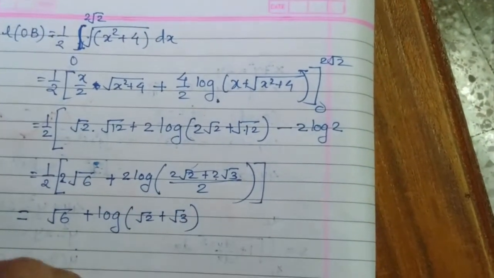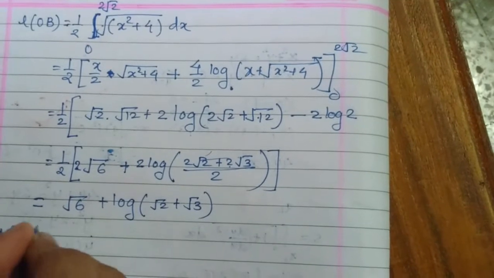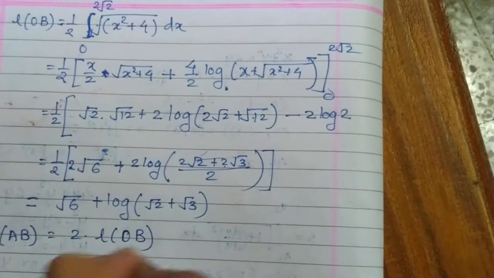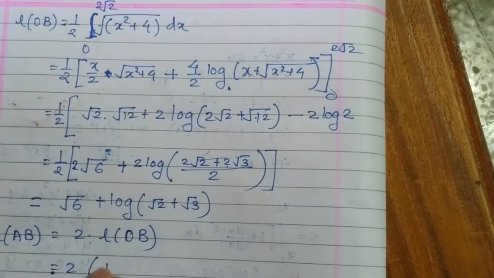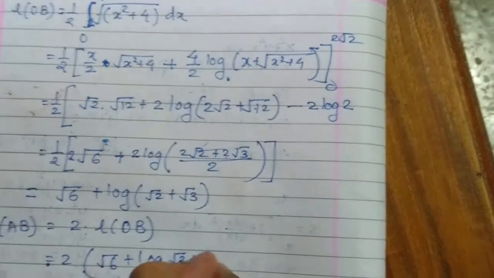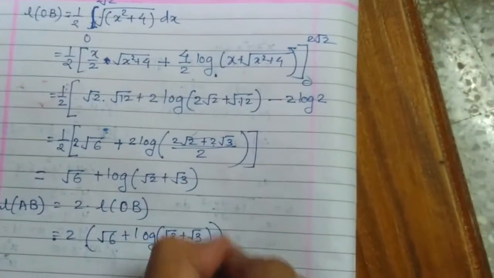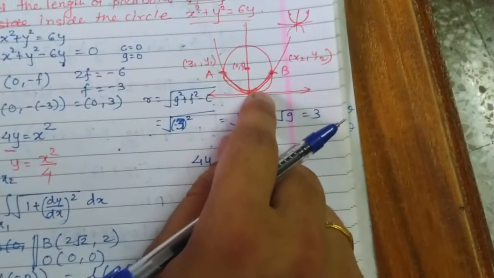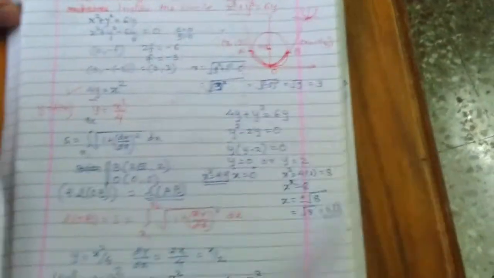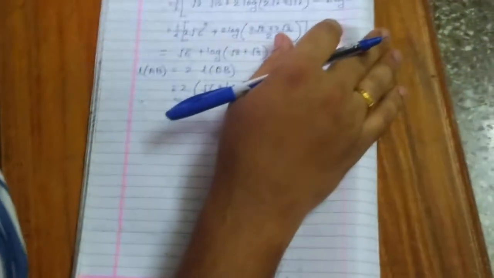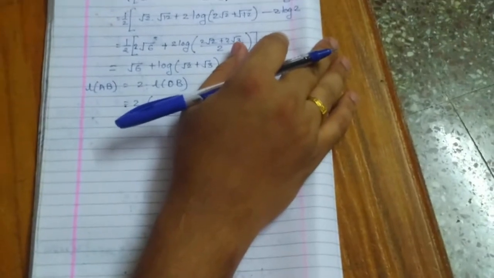But this is the length of OB, we want length of AB, so length of AB is equal to 2 times length of OB, so hence it becomes 2 times root 6 plus log of root 2 plus root 3. So this is the total length of the parabola which lies inside the given circle. Okay, so this is how we can calculate the problems based on this topic. These are the problems based on the Cartesian coordinate system.